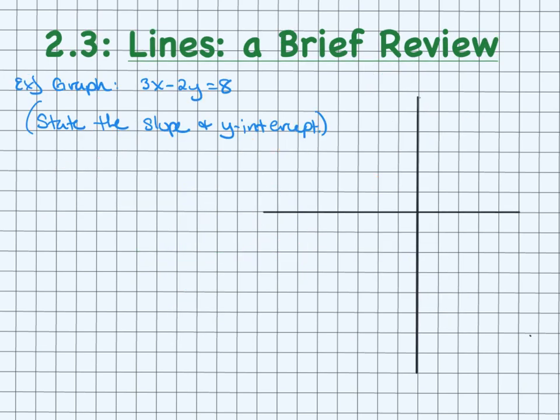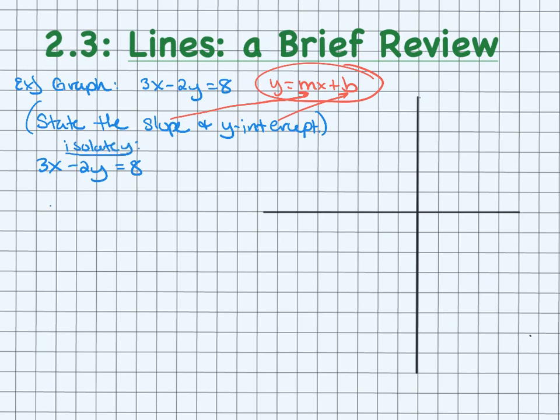So for our next example, let's graph 3x minus 2y equals 8, stating the slope and the y-intercept, which is important to point out because 3x minus 2y equals 8 is not in the form y equals mx plus b that would tell us the slope and the y-intercept. So we need to get it in that form.